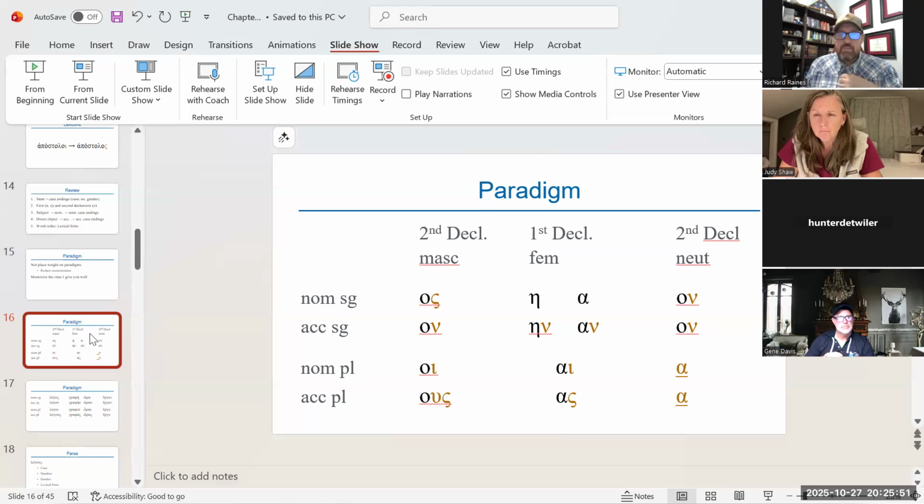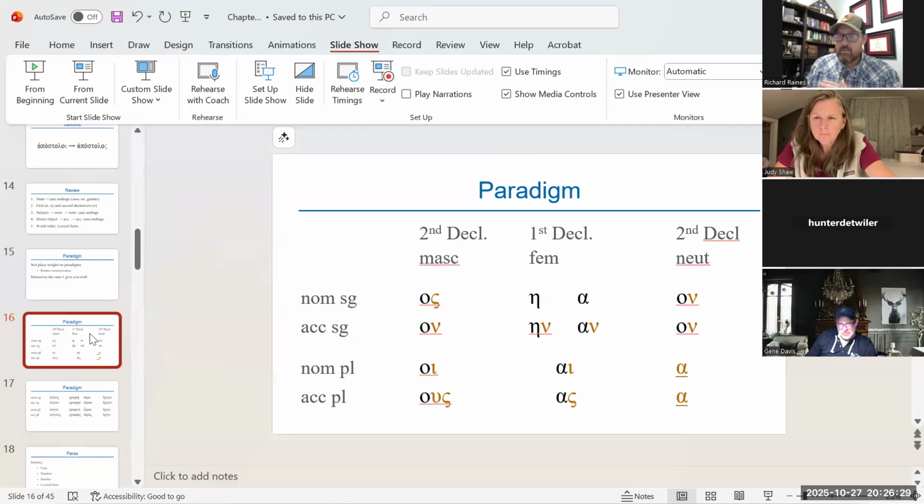So nominative singular anthropos would be man, right? Accusative singular would be man, but as part of a direct object. Nominative plural anthropoi would be men. And accusative plural anthropous would be men, but as a direct object. Does that make sense? And we're going to look at it again in just a minute. So that's masculine.